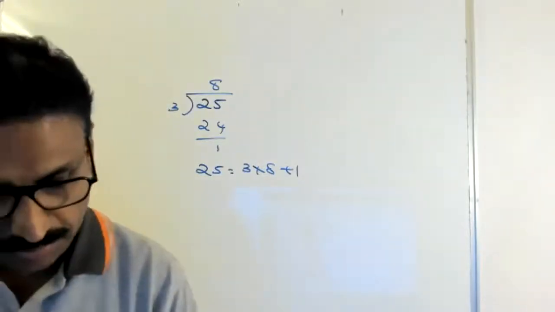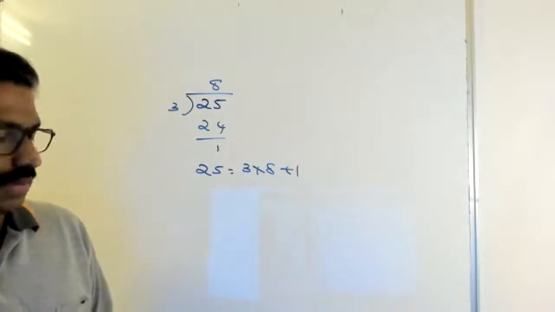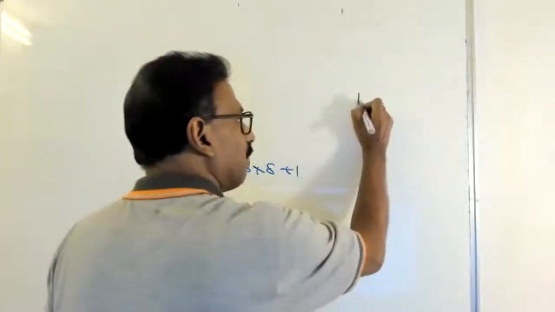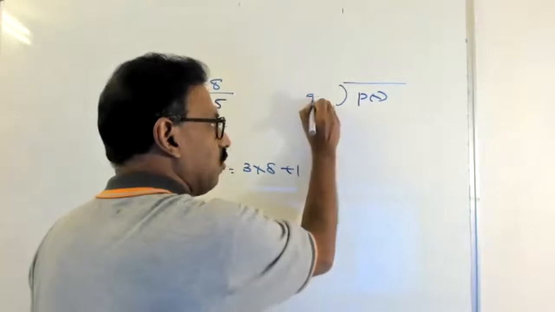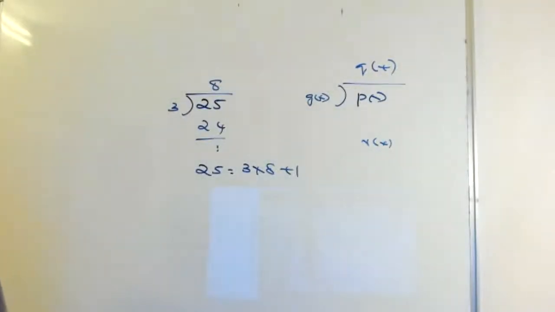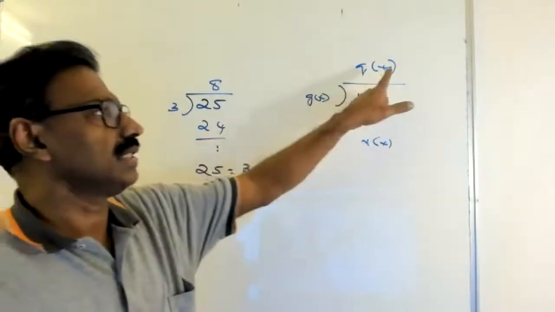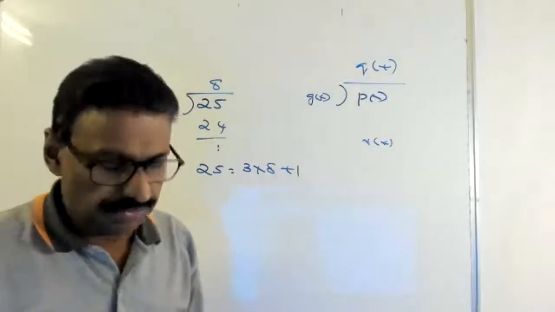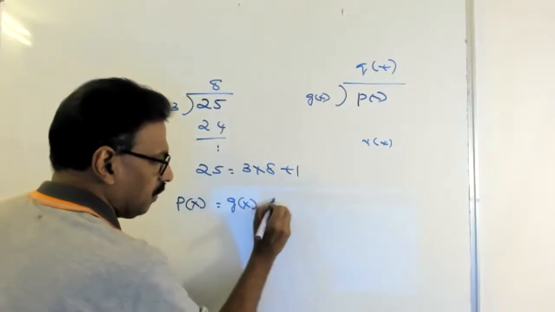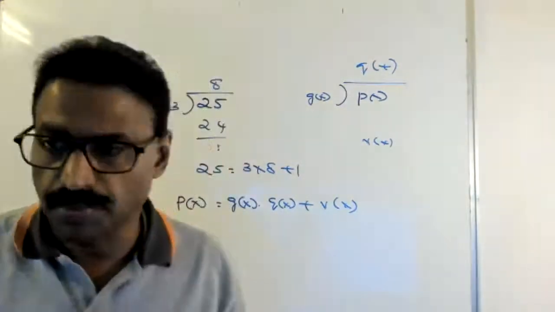Fundamental theorem of arithmetic. Like that, in polynomials also there is the division algorithm. The same way in polynomials: one polynomial p of x divided by another polynomial g of x, the quotient is q of x and the remainder is r of x. So we can write p of x equals g of x into q of x plus r of x. This is called the division algorithm for polynomials.